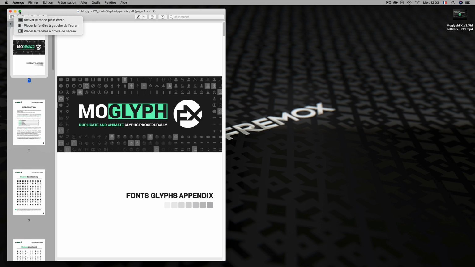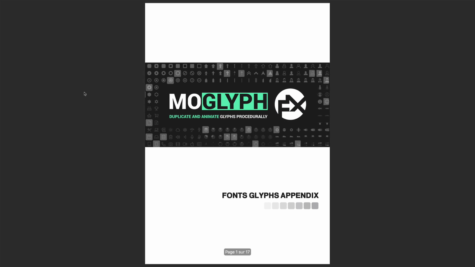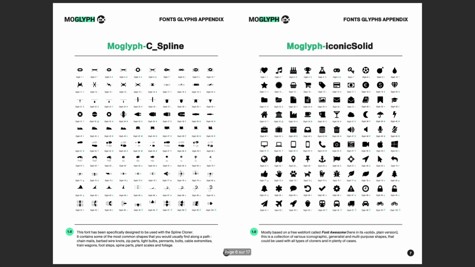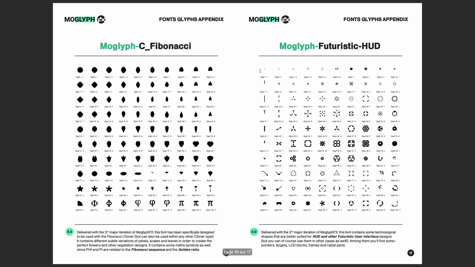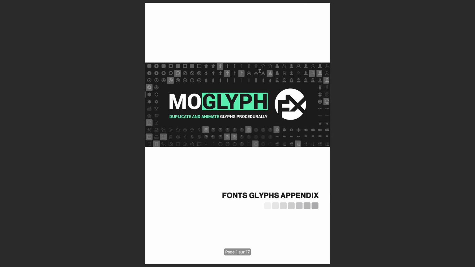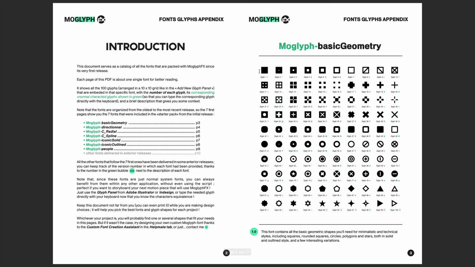It's a really nice document that I've created for you, and that will allow you to keep track of all the fonts and all their glyphs by their order of appearance, depending on each new release or version number. You will find all the fonts I've provided in MoglyphFX since the initial release. So this is a really nice kind of catalog. Please read the introduction if you download it, because I've written a few tips.